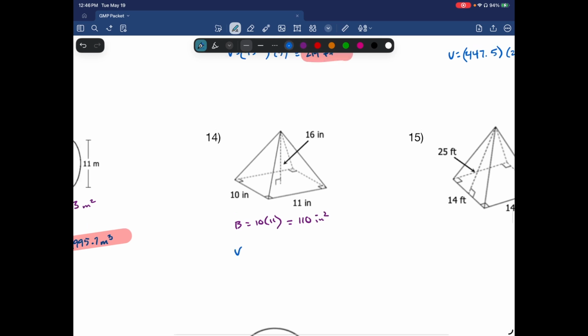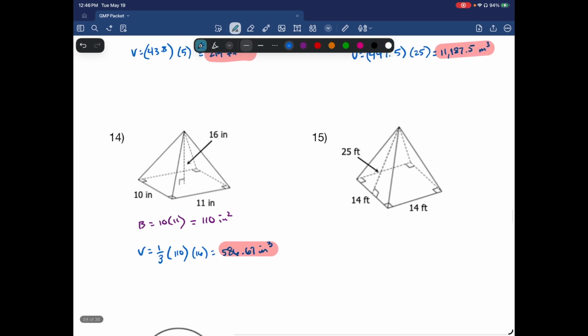Now for volume, because it's a pyramid, when it comes to a point, I'm going to add a 1/3 to my formula. So 1/3, the area, 110 times the height of that figure, which is 16. And that's going to give me a volume of 586.67 inches cubed.